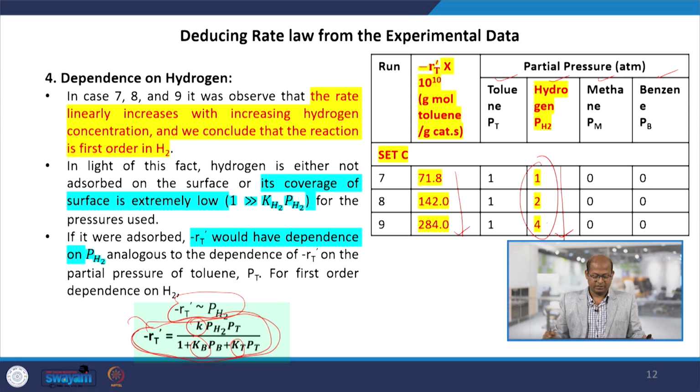So, this way you can say how benzene concentration, methane concentration, hydrogen concentration or toluene concentration is related to the rate of the reaction, the overall rate of the reaction. This is just a guess. Okay. So, this way you can guess that it may be following this.